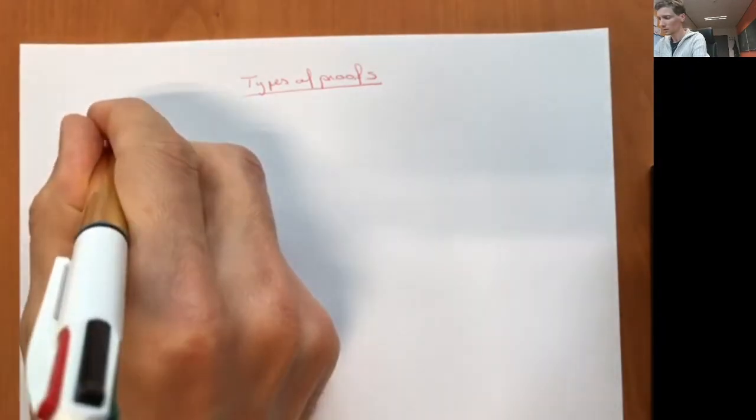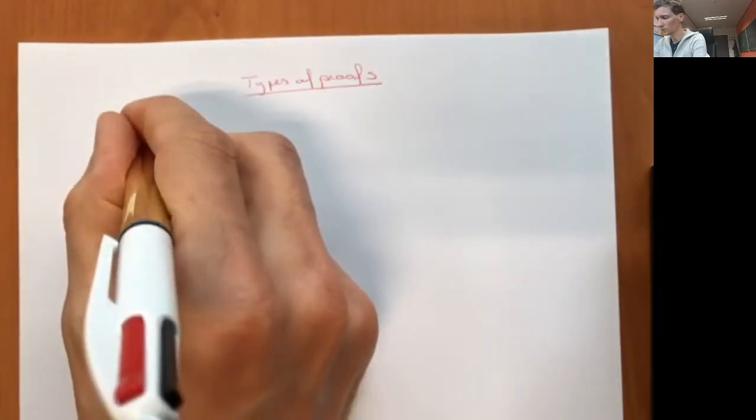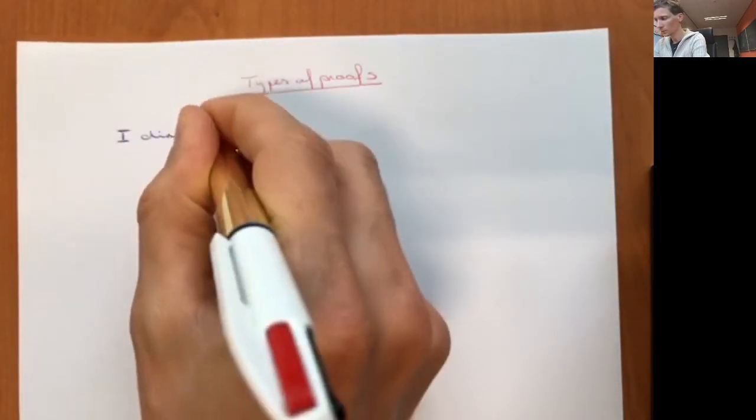So in the second part of this lecture, we're going to go over the different types of proof techniques, or different types of proofs that you have in mathematics. So a first type of proof that's used very often is called a direct proof.